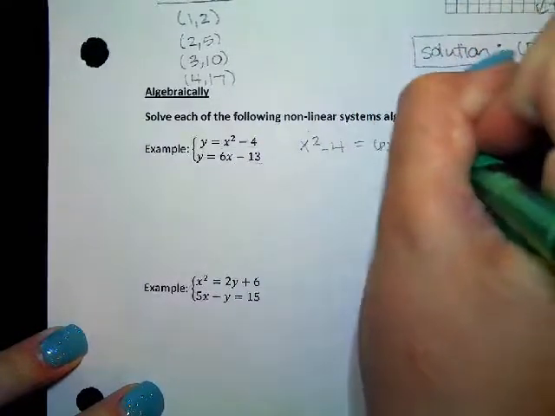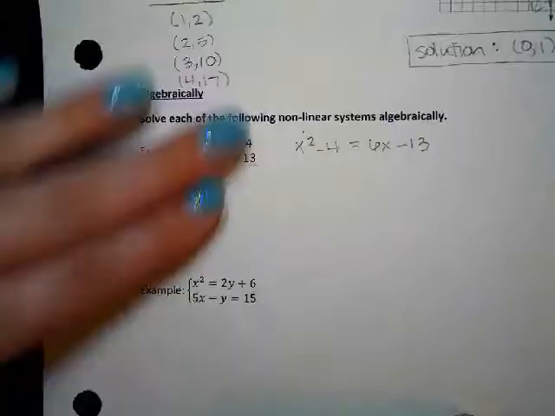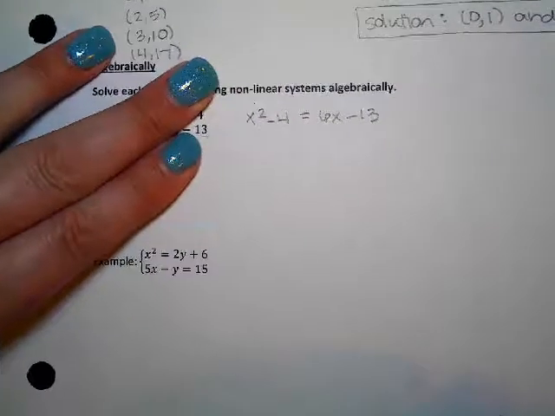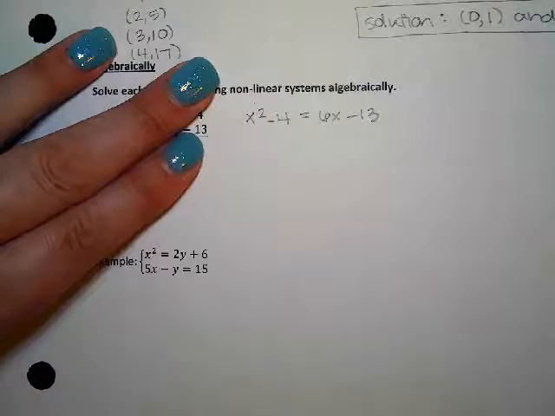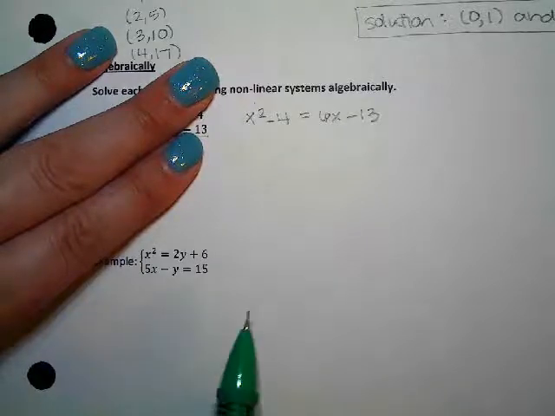And then from there, you have some wonderful flashbacks. And you go, oh my gosh, that's a quadratic equation. I have 4 options. I can factor. I can use the quadratic formula. I can complete the square. I can solve by taking square roots. I have so many options.